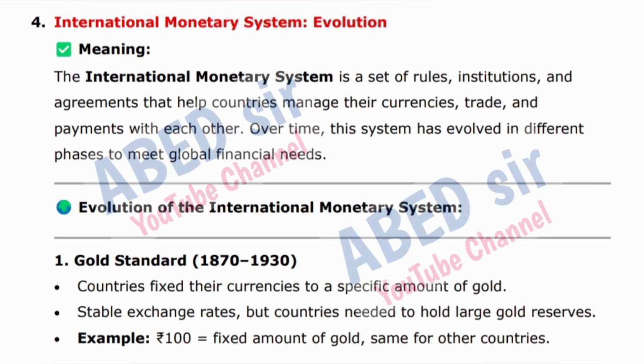1. Gold standard, 1870 to 1930. Countries fixed their currencies to a specific amount of gold. Stable exchange rates, but countries needed to hold large gold reserves. Example, 100 rupees is equal to a fixed amount of gold, same for other countries.